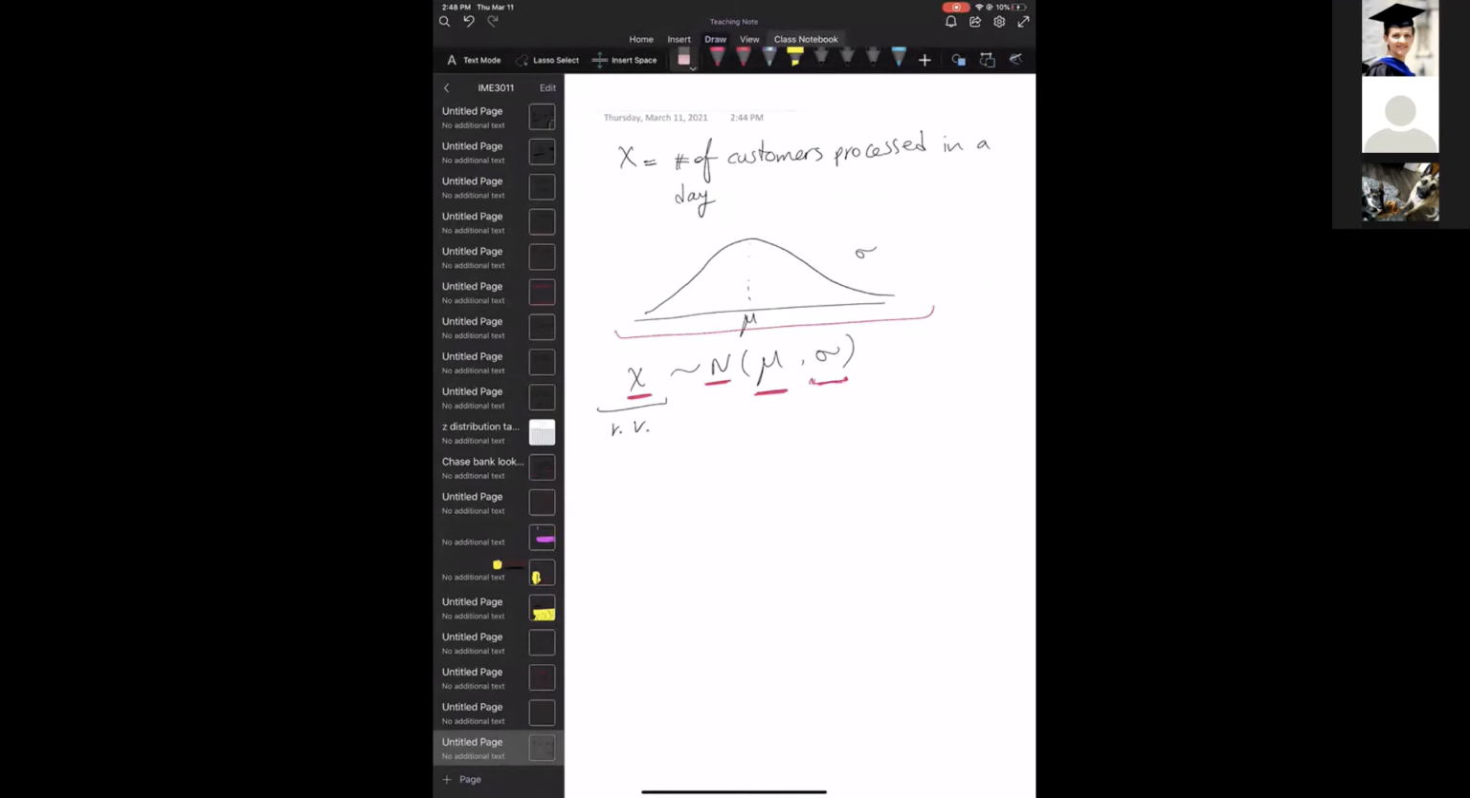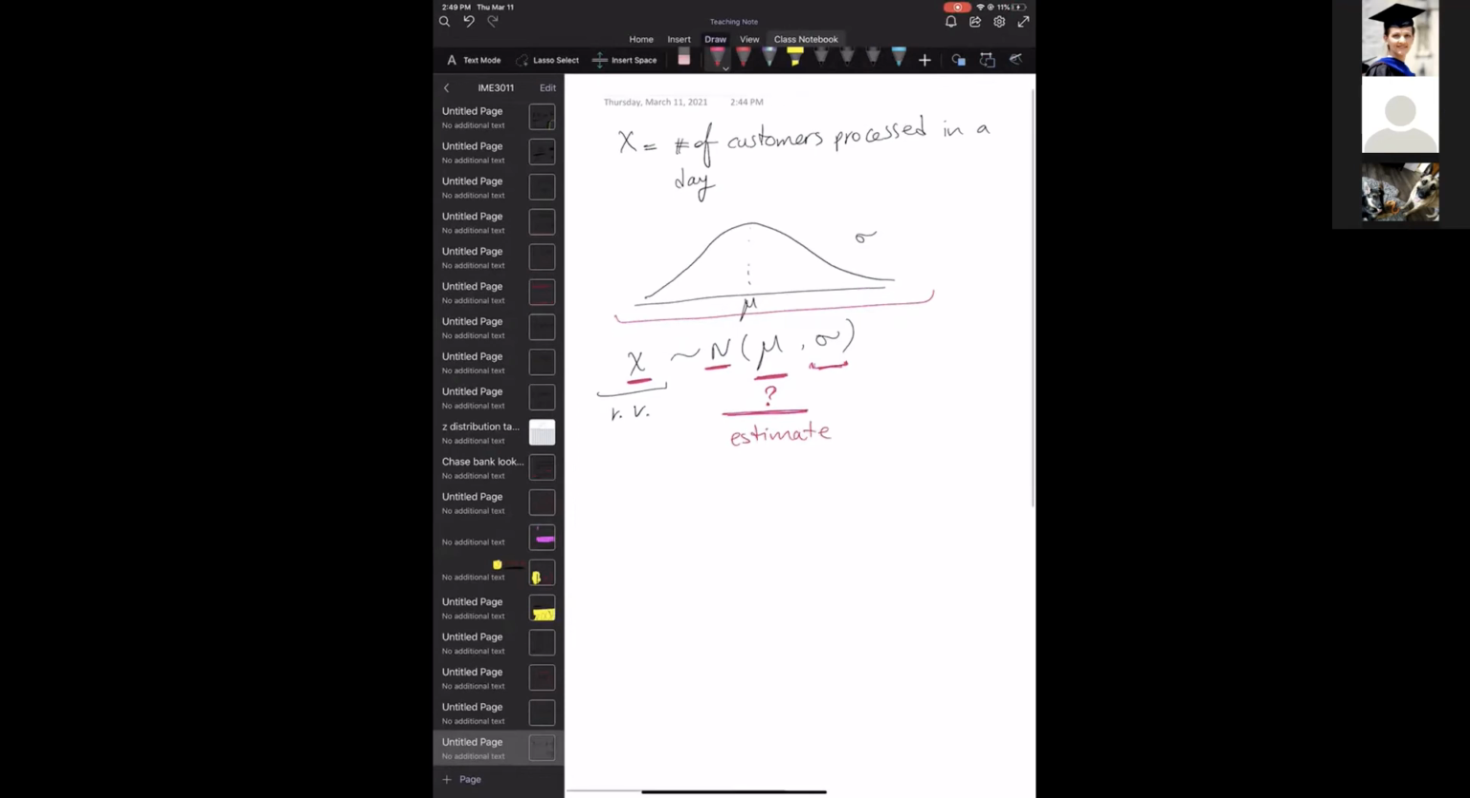Now, I don't know what the average number of people that this restaurant processes in a day is. If I knew that number for a fact, I would just report it to my boss and be done. I don't know on average how many customers are processed in this restaurant in a day. I need to come up with that number. I need to estimate that number. What did I do? I took a sample.